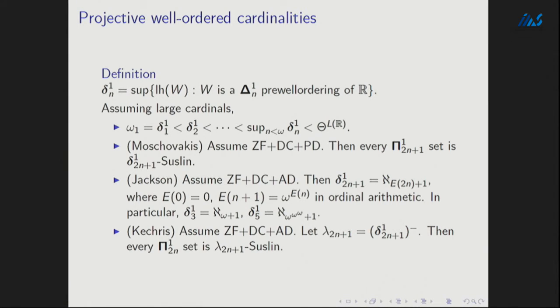So the last fact is dual to the fact about the Π^1_{2n+1}. So Π^1_{2n} is λ_{2n+1}-Suslin, where the λ ordinal is the predecessor that I had in the previous slide. So in particular, λ_5 is the projectively well-ordered predecessor of δ^1_5.